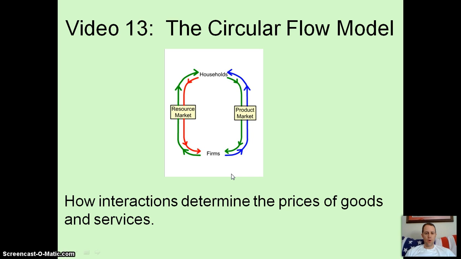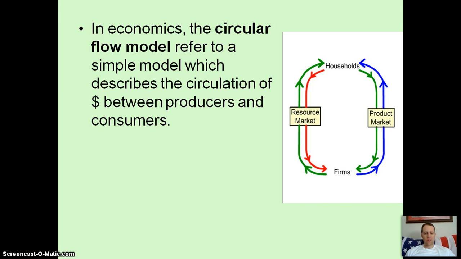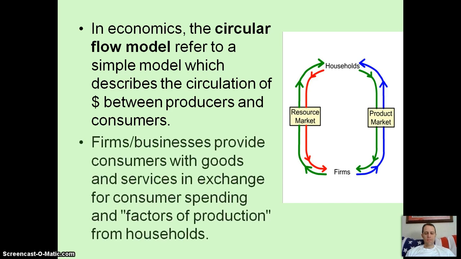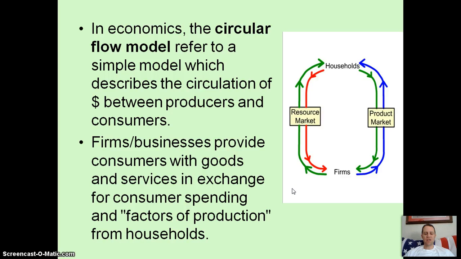And the circular flow model refers to a simple model which describes the circulation of money, represented by the green lines over here on the model, between producers and consumers. Firms and businesses, down here below, provide consumers with goods and services in exchange for consumer spending of money and for the factors of production from the household.